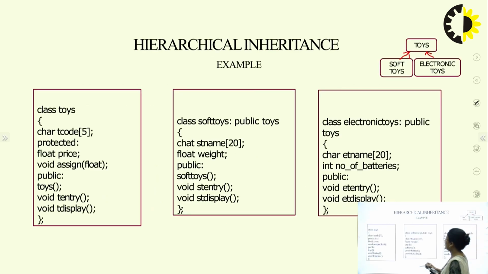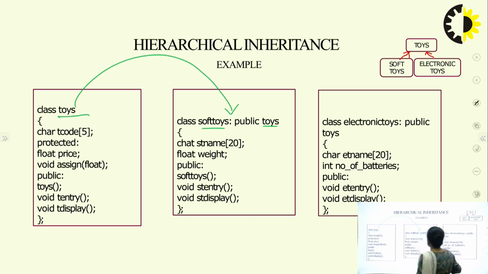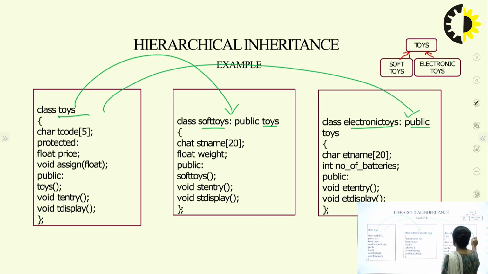So, if you look at it, we have a class toy. We have soft toys, which is inheriting from toy. We have electronics toy, which is again inheriting from toys. Here the inheritance is public, and here the inheritance is public. Both the inheritance is public. So, in this case of inheritance, we call it hierarchical inheritance.